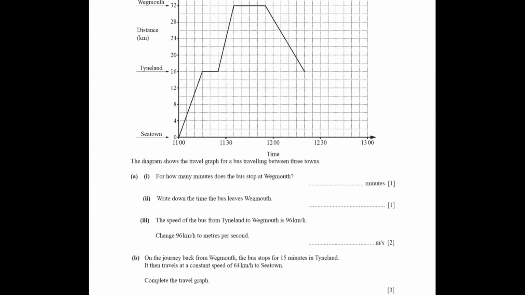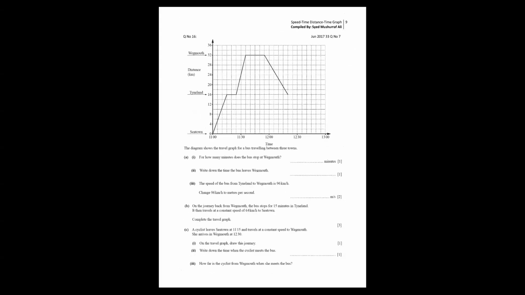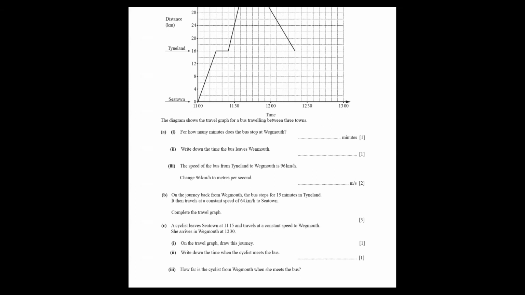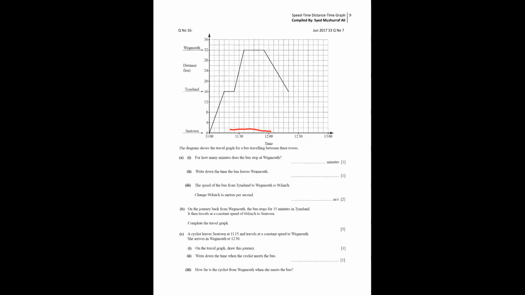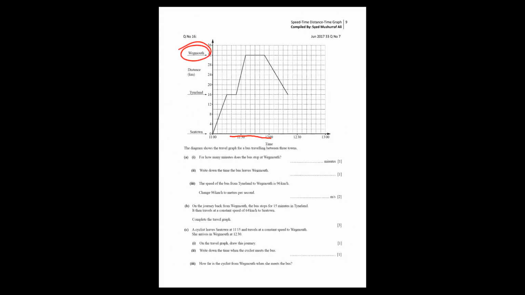So first of all, let me read the question. Then, because I will fix my screen, I can't change it. The diagram shows a travel graph between three towns. For how many minutes does the bus stop at W? W is here. City W is here, and how many minutes does it stop here? We can count easily the number of boxes, not a hard job.